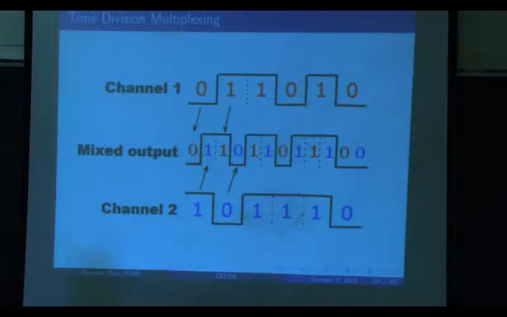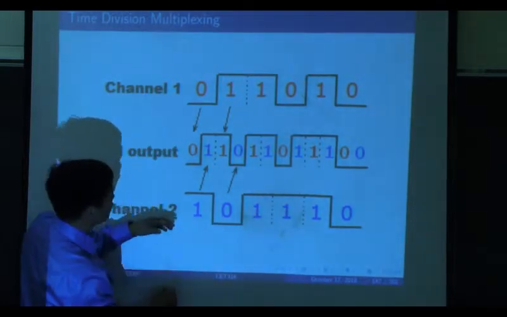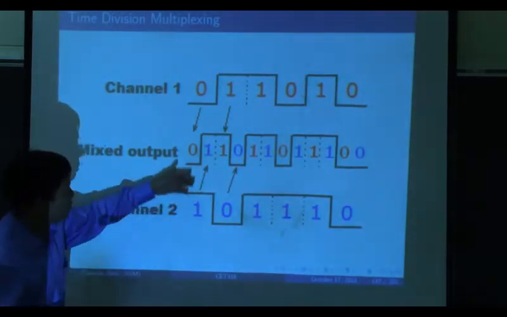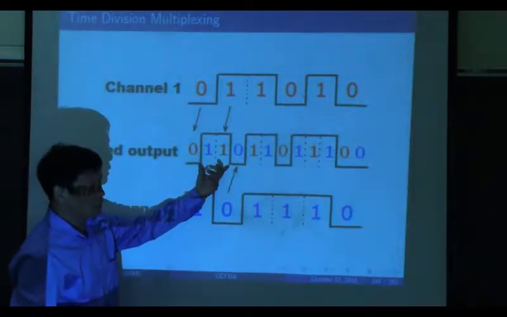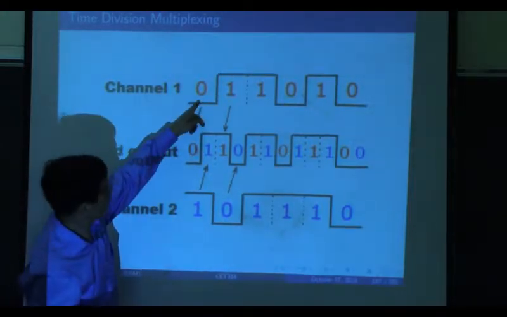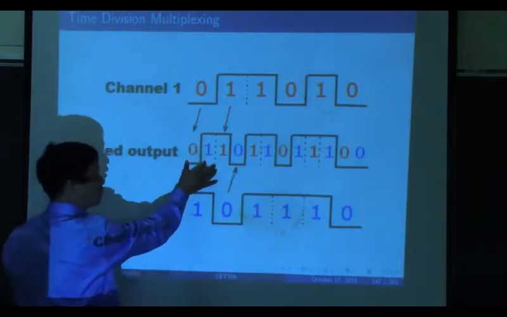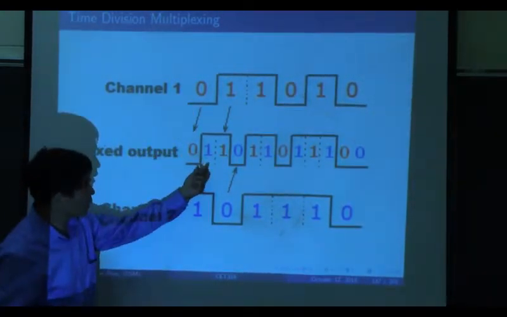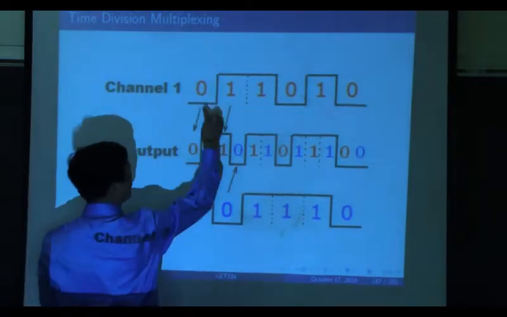Right, so this is a very simple example of time division multiplexing. For example, we have channel 1 and channel 2. Channel 1 wants to transmit 011010, and channel 2 wants to transmit 101110. How do we do this in time division multiplexing? This is one frame. In each frame, in the first half, we are going to transmit channel 1, transmit 0. Instead of the whole frame, we are only using half of it to transmit channel 1. Then the second half will transmit channel 2. So you can see 0 here and 1 is from here.